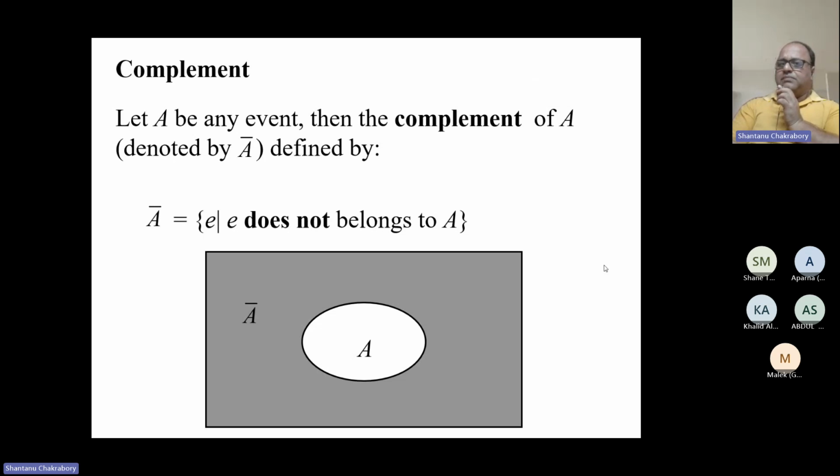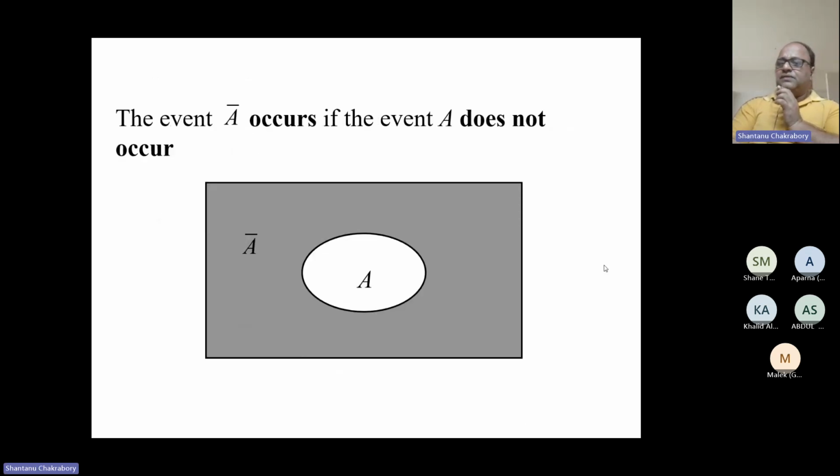Complement. Complement means A may be any event, then the complement of that event is defined as what does not belong to A, out of the entire space. So A complement is what does not belong to A. That is how the complement of a particular event can be defined, right? So the event A complement occurs if the event A does not occur. So if the event A does not occur, then the A complement occurs, right?